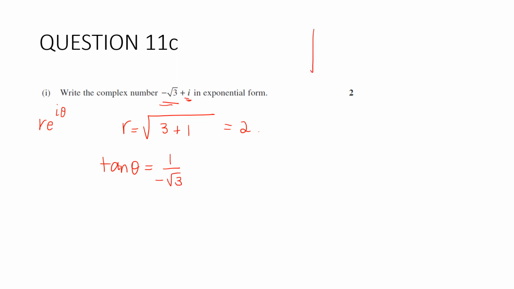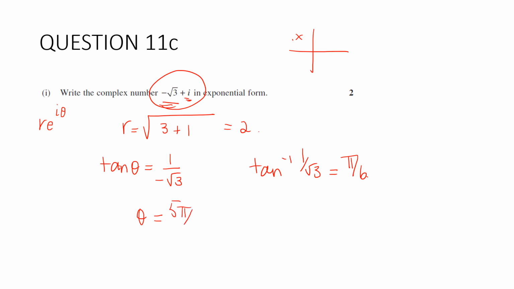Now I'm going to have a quick look and see which quadrant this is in. So we've got negative root 3 plus i, it's up here. So theta, if I think about inverse tan of 1 on root 3, well, that's equal to 30 degrees, so pi on 6. And in this quadrant here, it would be 5 pi on 6. And so, in exponential form, negative root 3 plus i will equal 2 e to the 5 pi on 6 i.